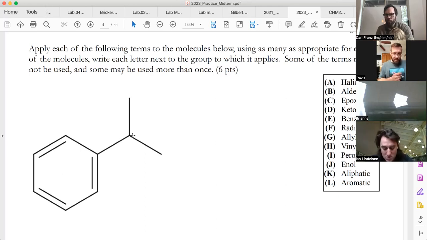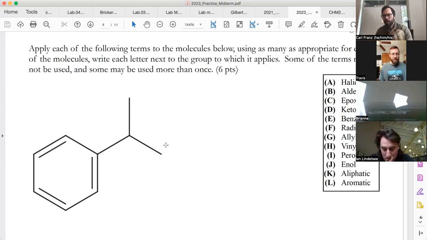Halides, enols, aromatics. One thing, allylic and vinylic and aliphatic. I don't know if we've covered aliphatic. We didn't cover that. No. We didn't cover aliphatic. Okay. So let's do aliphatic. What would be an aliphatic?